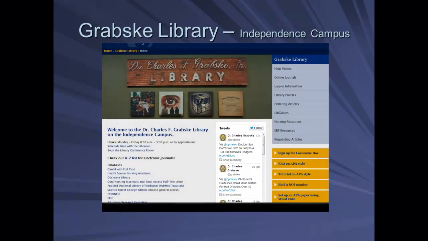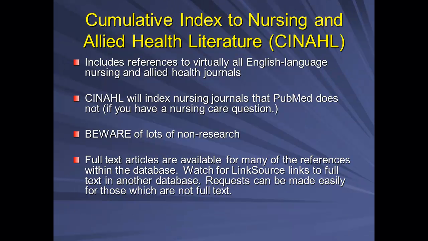The CINAHL article database is the gold standard for nursing students. It indexes an exhaustive list of nursing and allied health journals, but be careful. There's lots of non-research in there. You have to set your search criteria if you need primary research articles. For those articles not available, you can easily request them. Also, we have links to full text and other resources in here too, so watch for those links as well.